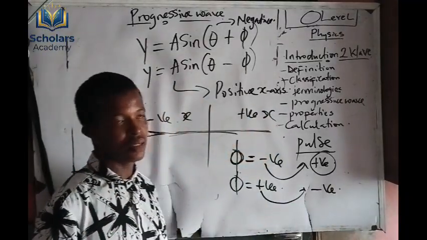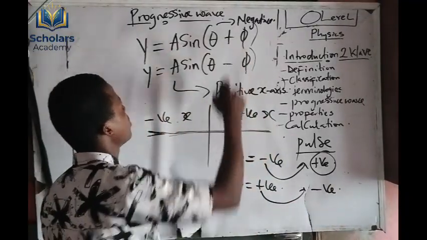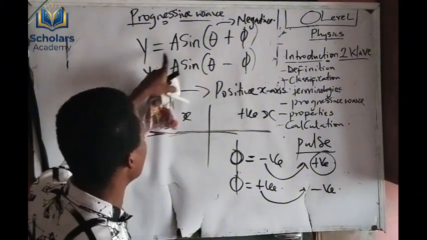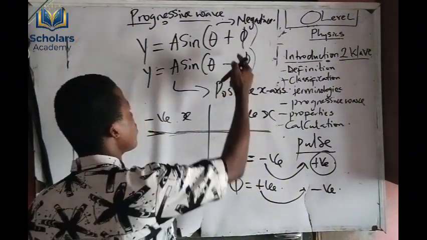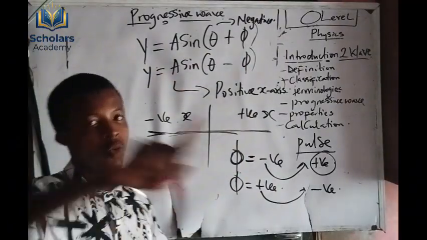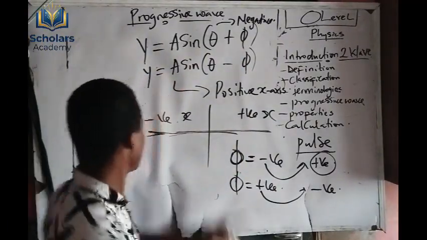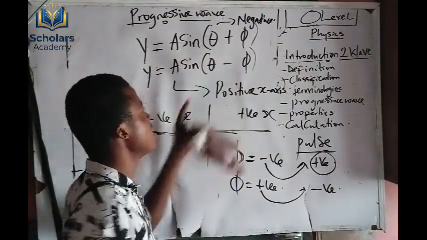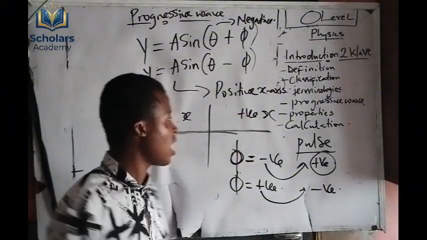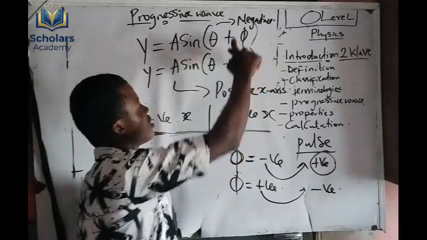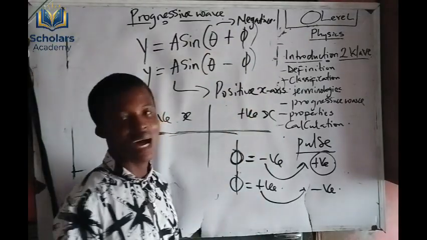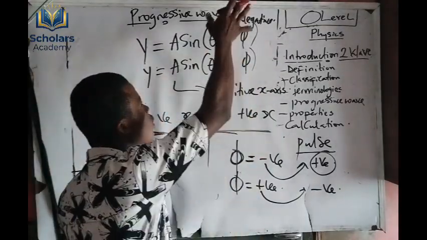Now look at this phi. Look at this equation: y equals A sine(theta plus phi), right? What is the case when phi is positive? It means that the wave will move towards the negative axis. Look at this, the phi is negative. It means that the wave moves towards the positive axis. So that, I think, should be clear. Negative axis, positive axis.